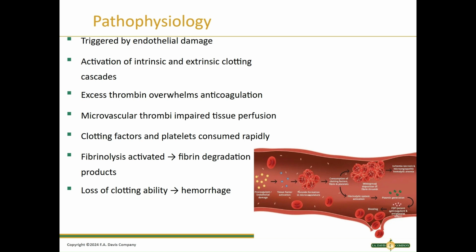So as we see it broken down here, we have that trigger from the endothelial damage. We have an activating of the clotting cascades. Excessive thrombin overwhelms that anticoagulation system. We have the microvascular clots that build up. And then our fibrin is activated to try to break down those clots. And as that's doing that, we have no more platelets, no more clots being able to build up. And so then we lose that clotting ability and we start to bleed.